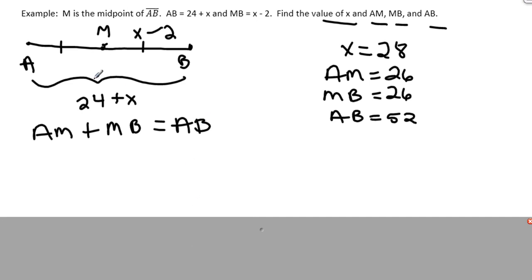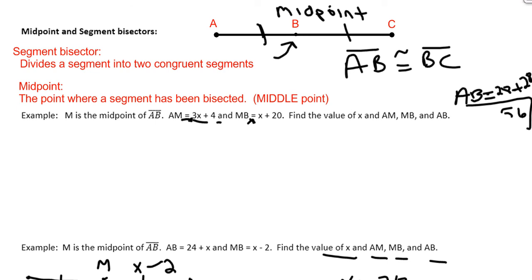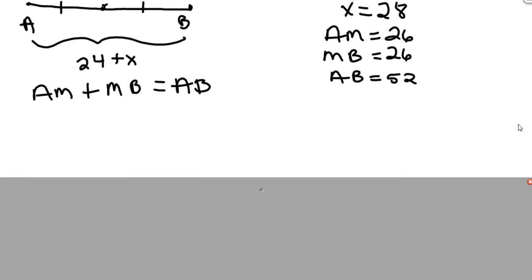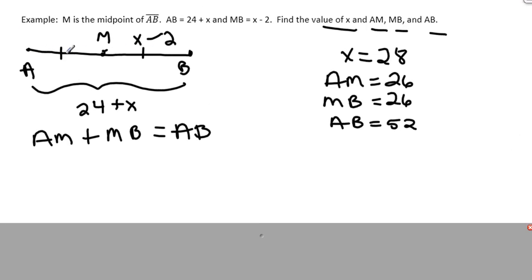And the reason I'm going to segment addition is because I know that I have the whole length of this segment. In that previous problem we did, we didn't have the whole length of a segment. We just had the length of this part and this part. So we couldn't use the segment addition postulate, but now we have the length of the whole segment. What we don't have is AM. Well, that's why we marked our picture. AM equals MB. So AM also equals x minus 2.